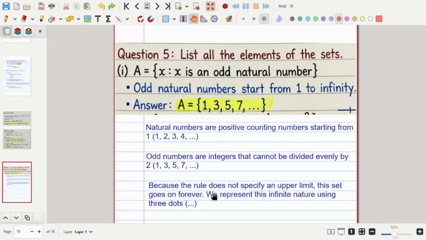Because the rule doesn't specify an upper limit, this set goes on forever. We represent this infinite nature using the 3 dots. Therefore, our answer is A is a set of 1, 3, 5, 7 up to infinity.